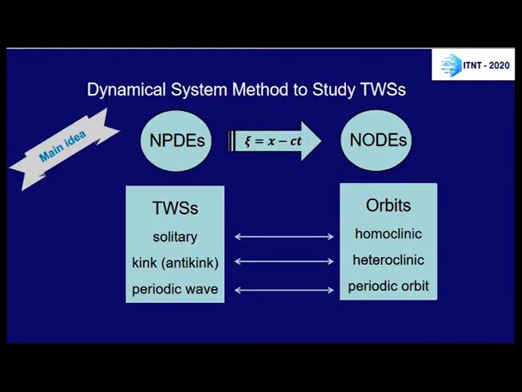There are mainly 3 kinds of bounded traveling wave solutions: solitary waves, kink or anti-kink waves, and periodic waves, which physicists pay more attention to. They correspond to 3 types of orbits of ODEs: homoclinic, heteroclinic, and periodic, respectively. So from this relationship, we know that if we want to find the bounded traveling wave solutions, we only need to find the bounded orbits of the corresponding ordinary differential equations.